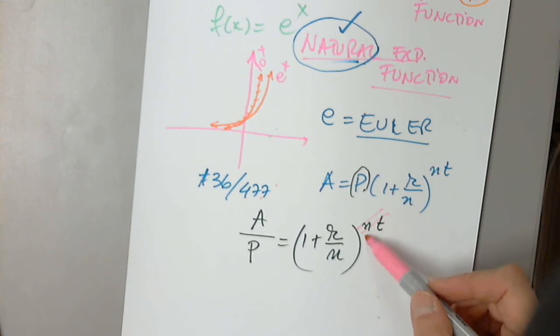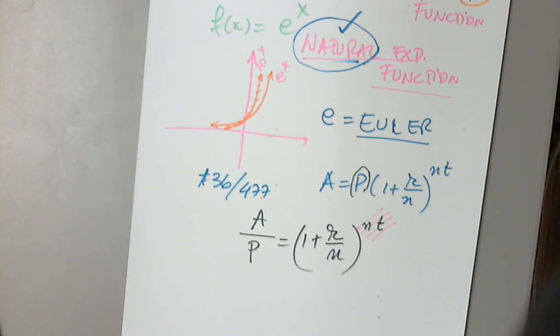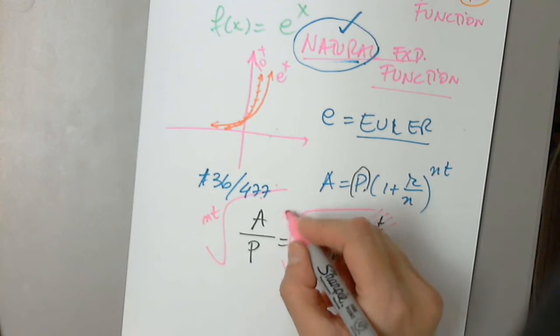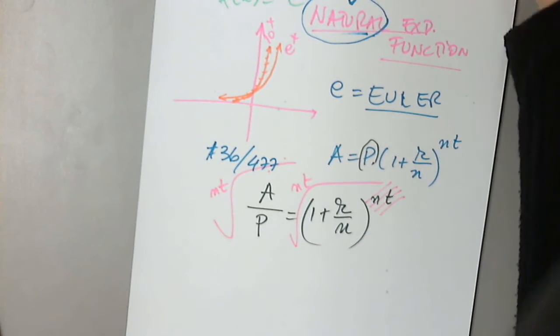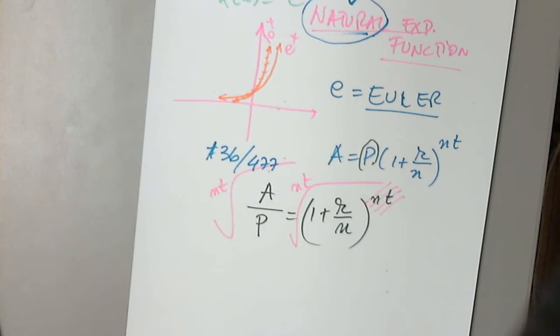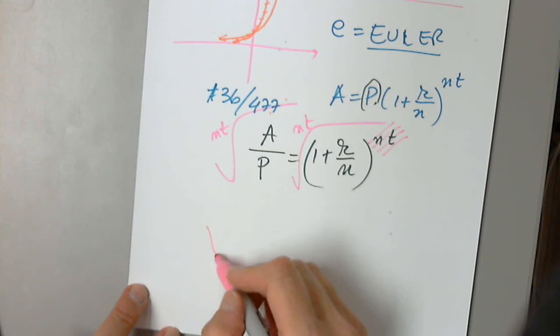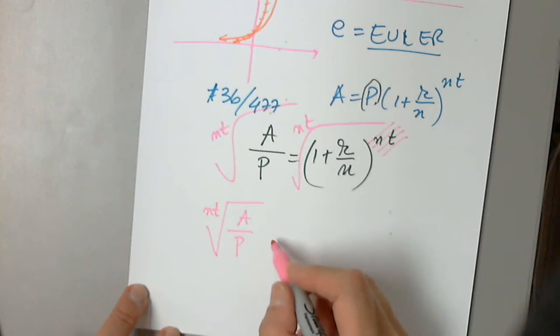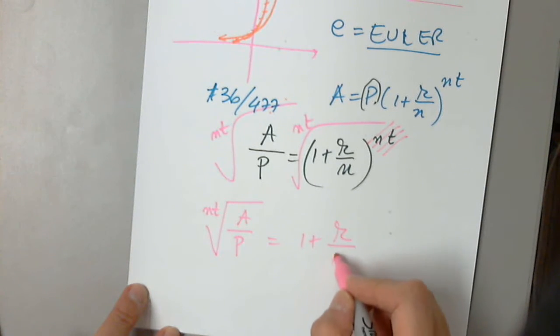Somehow I have to remove this exponent in order to get to R. So how would I remove that? 1 by NT. Say it again. 1 by NT. Taking the nth t root from both sides, whatever that is. I have no idea because I don't have the numbers. So then the nt-th root of A over P equals 1 plus R over N.